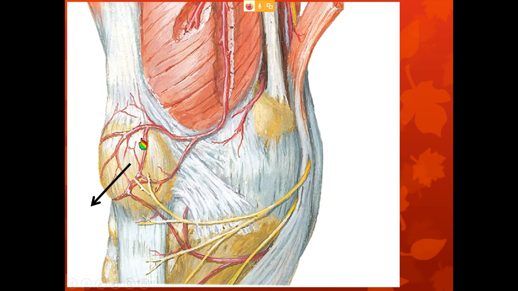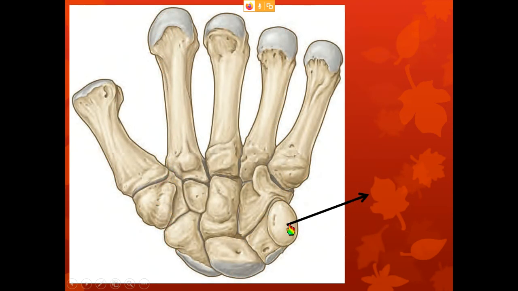Then here I'm just showing you where the patella is present in the knee joint. Anterior to the knee joint, we can identify the patella. And here you see the sesamoid bone. This is the bones of the articulated left-sided hand. So we can identify the pisiform bone over here.